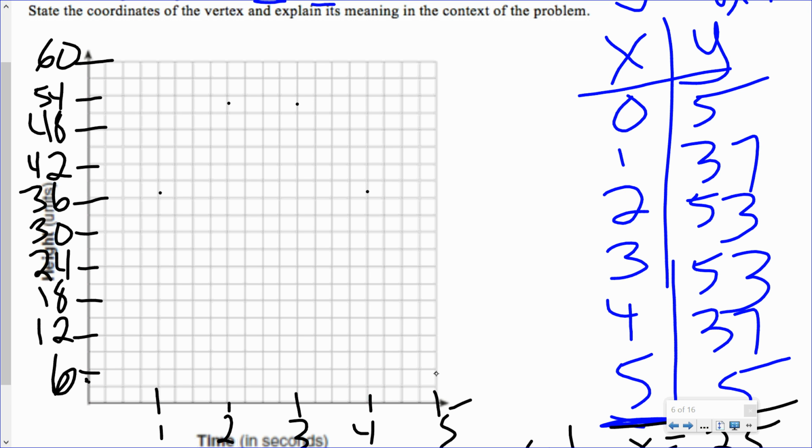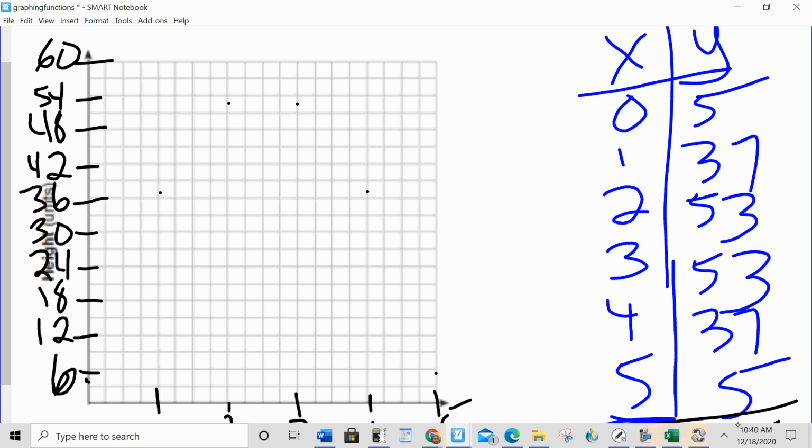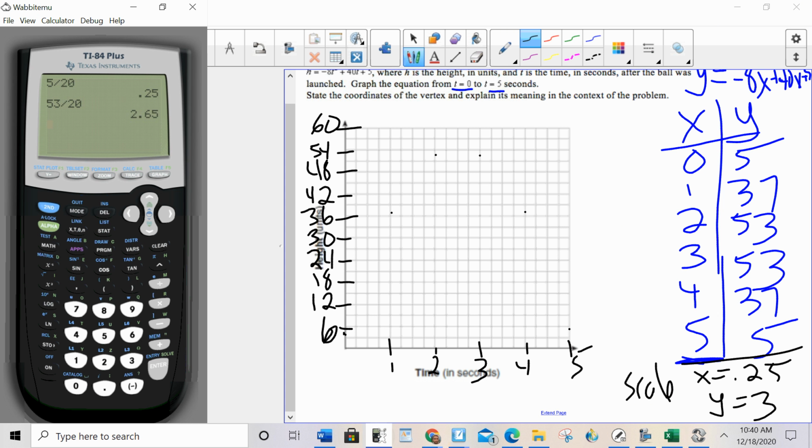Now there's a problem. I don't see a vertex. Parabolas have to have a vertex. I don't see a vertex. So I'm going to have to find that vertex using my graphing calculator. So I'm going to go to y equals, I already have it in here. I'm going to adjust my window based on what I have. My x's are going from 0 to 5. My y's are going from 0 to 60. So that should at least give me a nice picture.